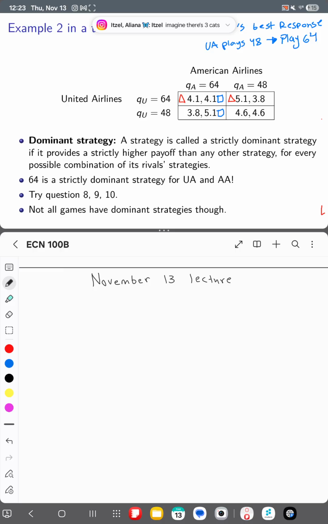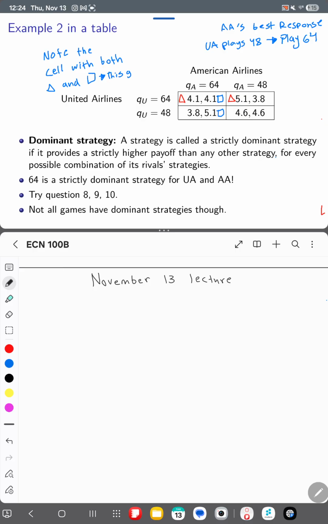Right, so the way to find Nash equilibrium here was: note the cell with both triangle and square. This is this cell over here. This gives us the Nash equilibrium of the game.